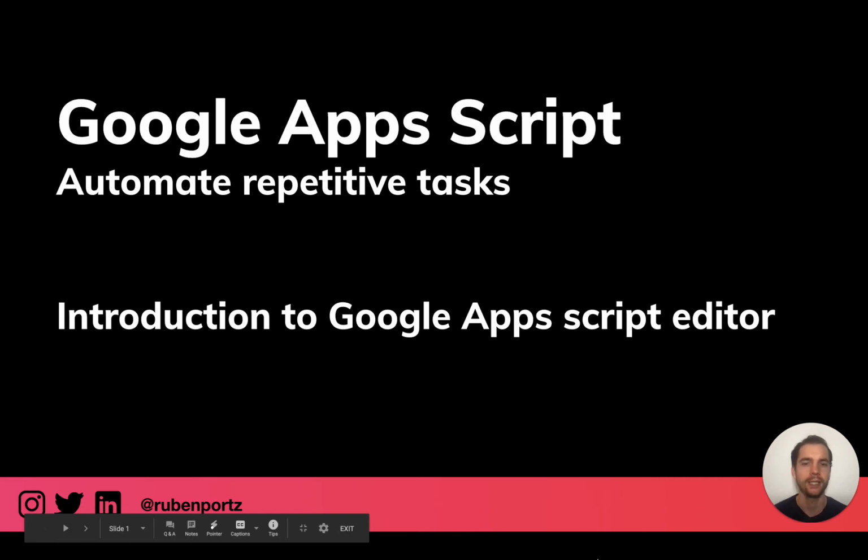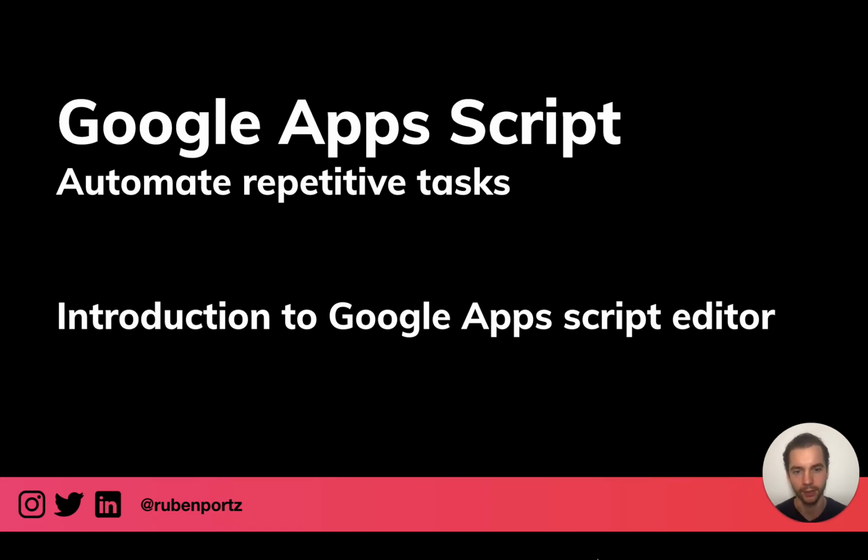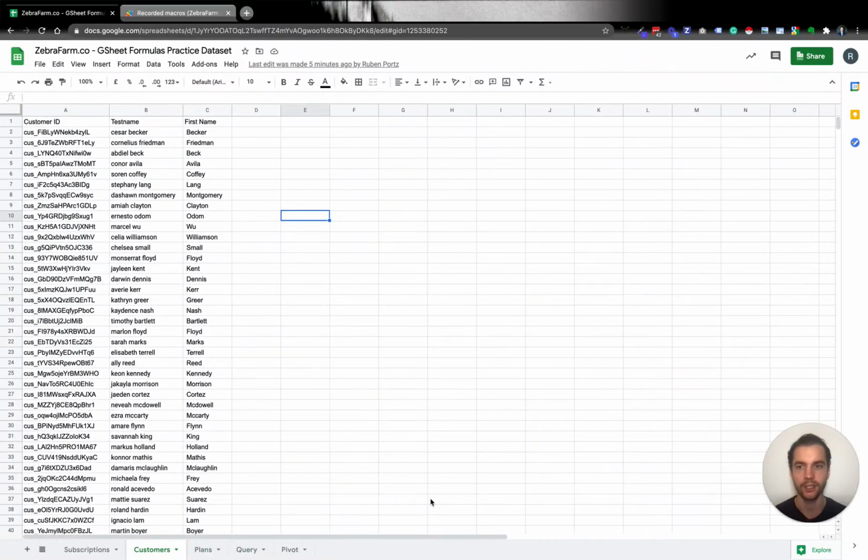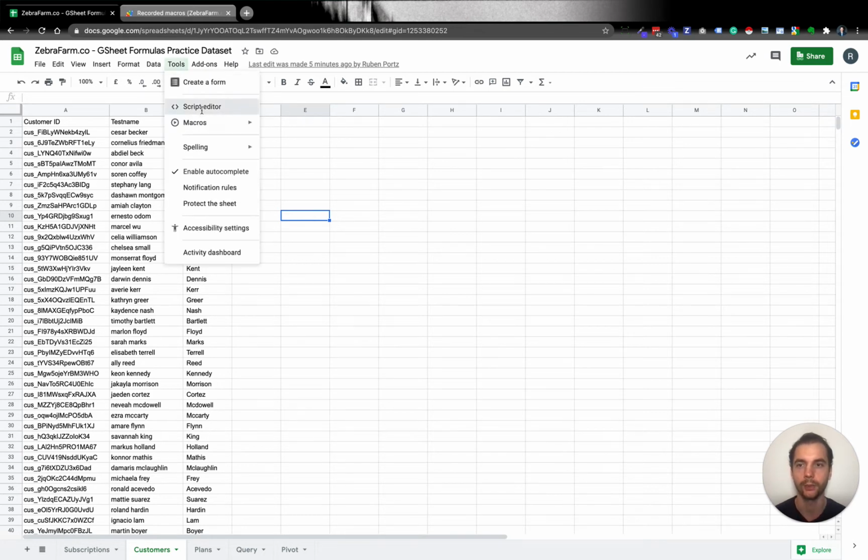To start automating your repetitive tasks in spreadsheets or on the internet in general, I wanted to give you an introduction to Google Apps Script and the editor specifically. So if we go into a spreadsheet, and it could be any spreadsheet, that doesn't really matter, go into your Google Sheet menu and hit the Tools option, and you can open your script editor right there.